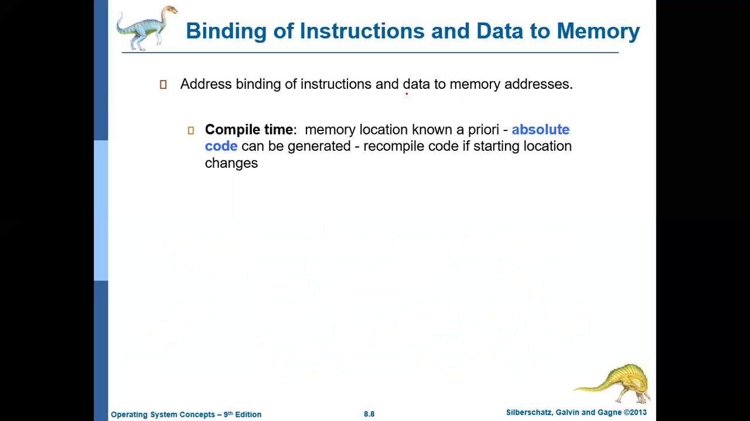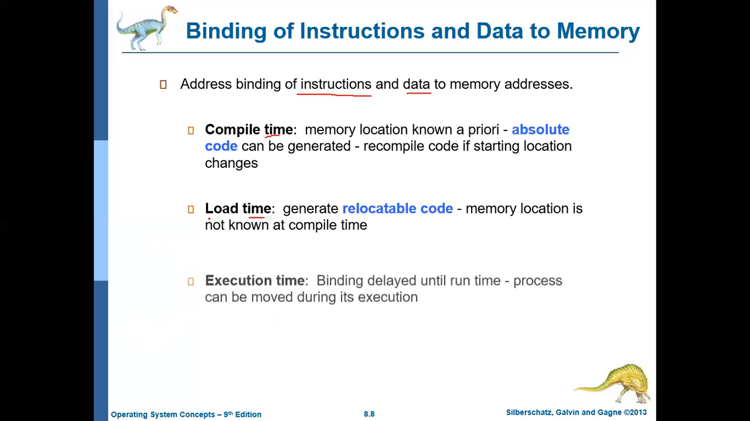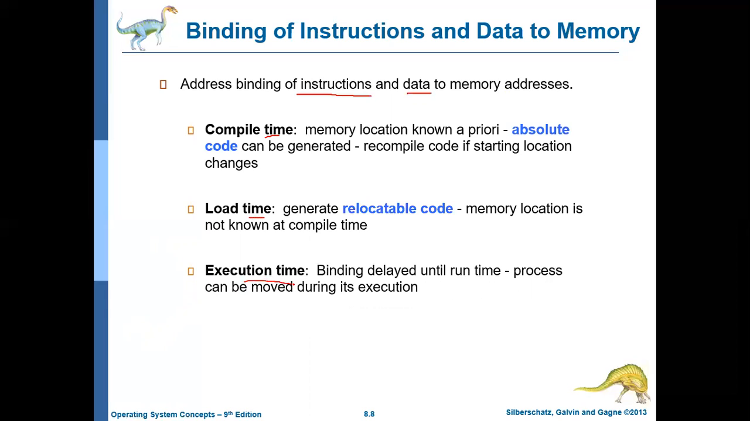In the previous example we discussed data X, Y, X2, all these are data, but this binding is also applicable to instructions. Instructions are program statements because everything will be stored in the memory. Okay, so this binding can happen at three places. It can either happen at compile time, or it can happen at load time, or it can happen at execution time or runtime.